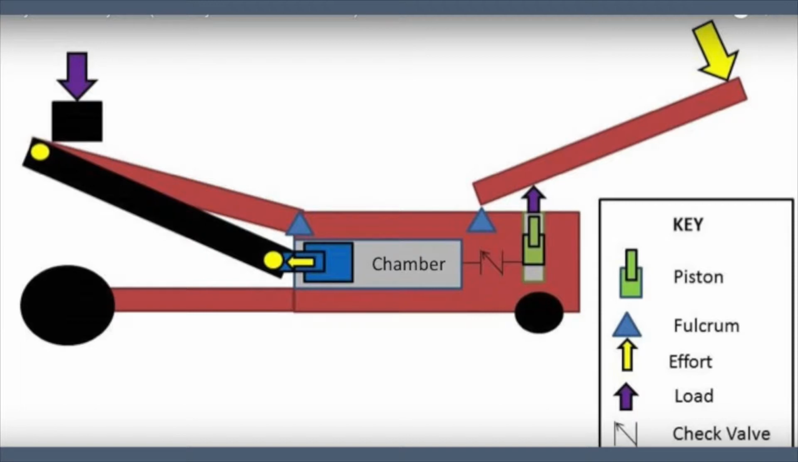This forces the fluid through a one-way valve called a check valve. The fluid fills the chamber a little bit more each time the arm is pushed down. This builds up pressure in the chamber and moves a larger piston outward, which moves the load arm of the jack outwards, which eventually lifts the car.